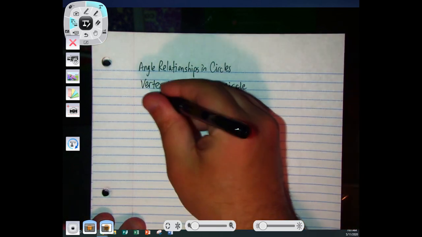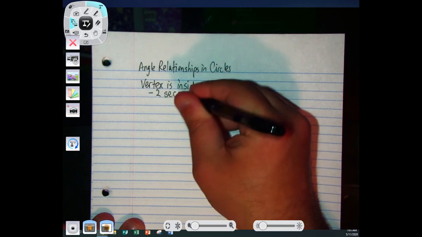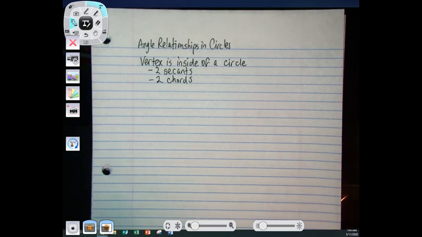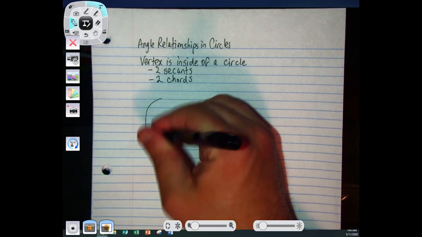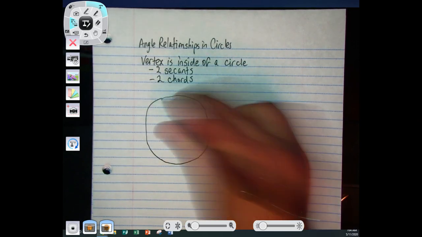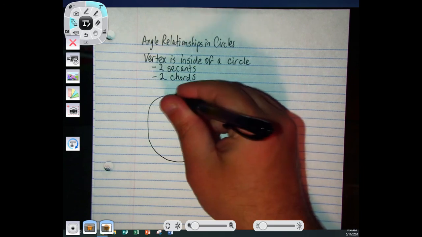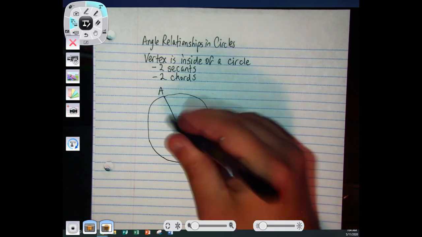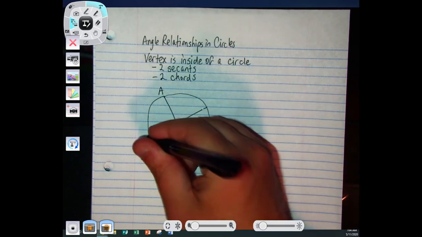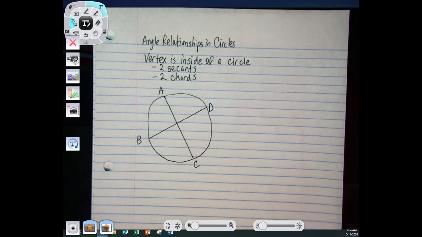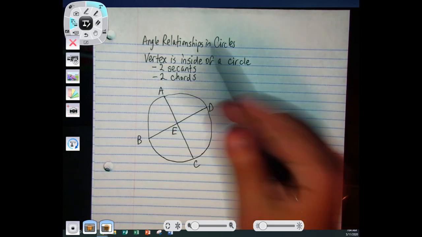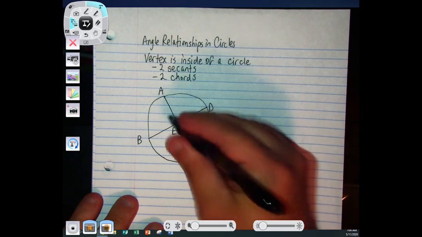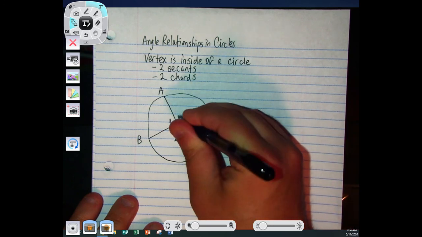This usually will happen when you either have two secants that intersect or you have two chords that intersect in the interior of the circle. So it would look something like this. Here's my circle, and let's say that I have chord AC, and let's say that I have chord BD. And they intersect at point E. When I look at these two chords intersecting, notice how many angles are formed? 1, 2, 3, and 4.